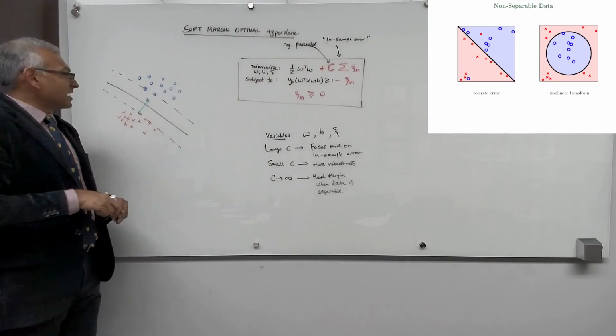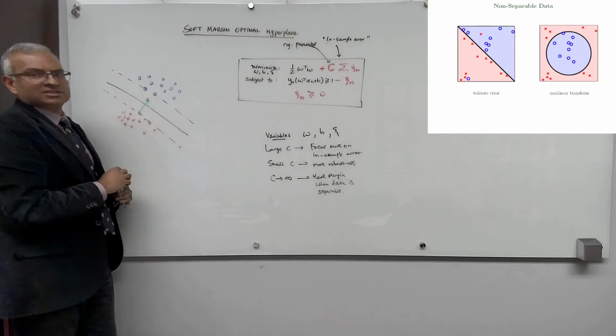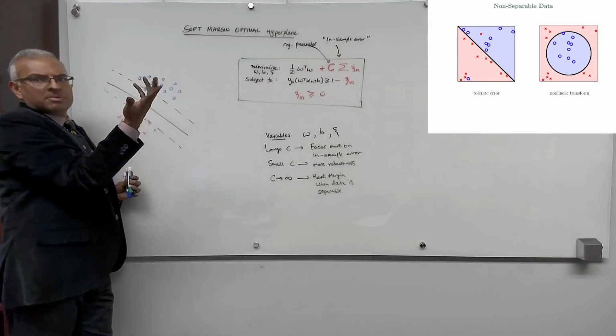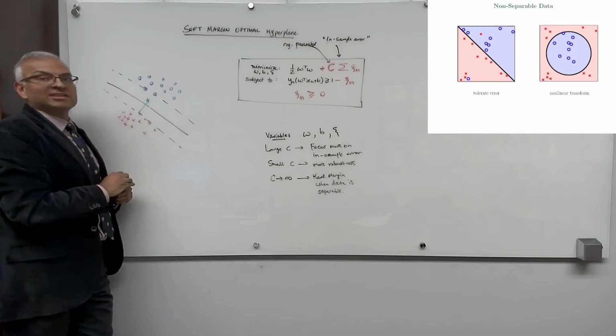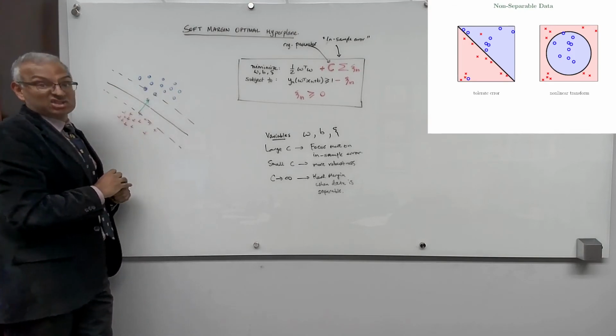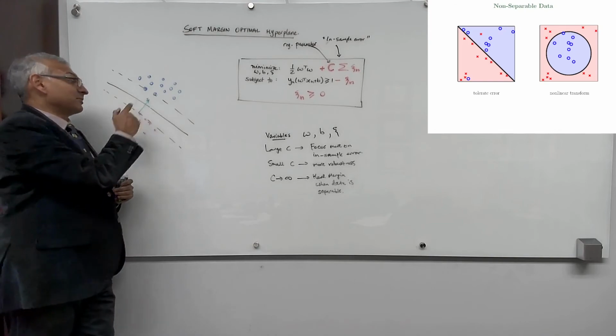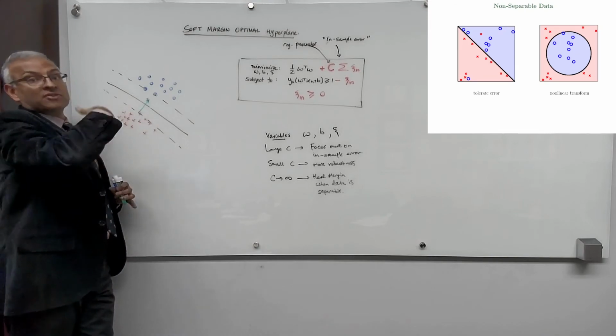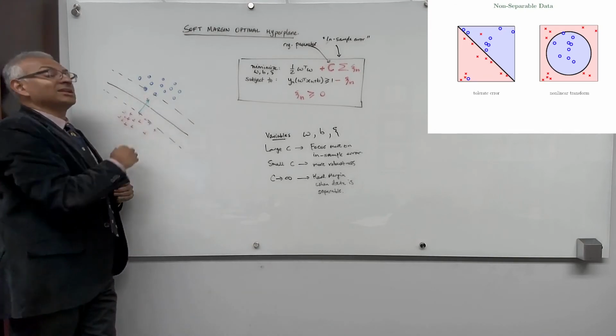So this looks like a much more robust hyperplane. It makes an in-sample error, but when we look at this example, we suspect this might be an in-sample error rather than an actual error. So this may be correct. The soft margin classifier will automatically take that into account.